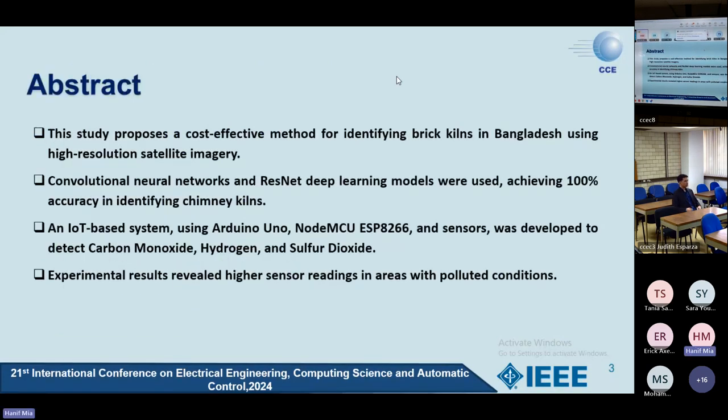Our study proposed a cost-effective method for identifying brick kilns in Bangladesh using high-resolution satellite imagery. Convolutional neural network and ResNet deep learning models were used, achieving 100% accuracy in identifying chimney kilns. We built an IoT-based system using Arduino Uno, NodeMCU, ESP8266, and sensors developed to detect carbon monoxide, hydrogen, and sulfur dioxide. Our experimental results revealed higher sensor readings in polluted areas.